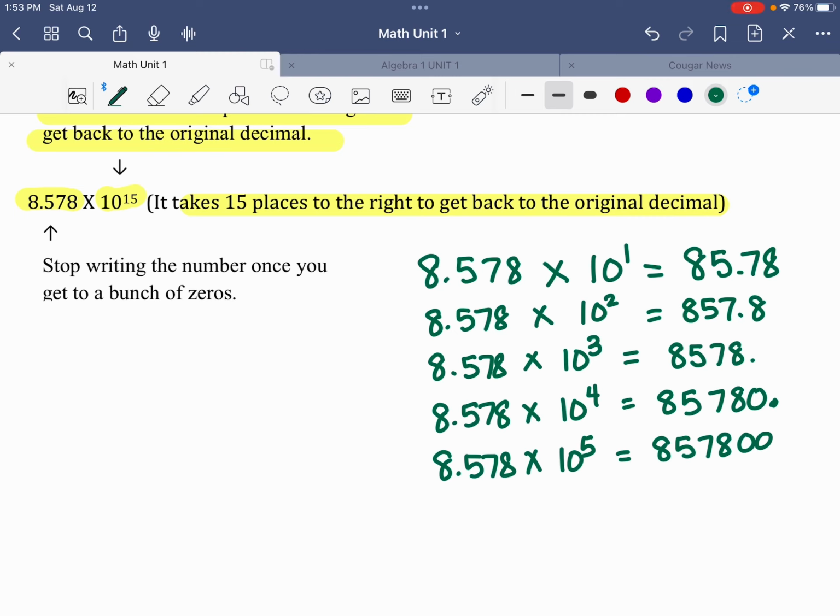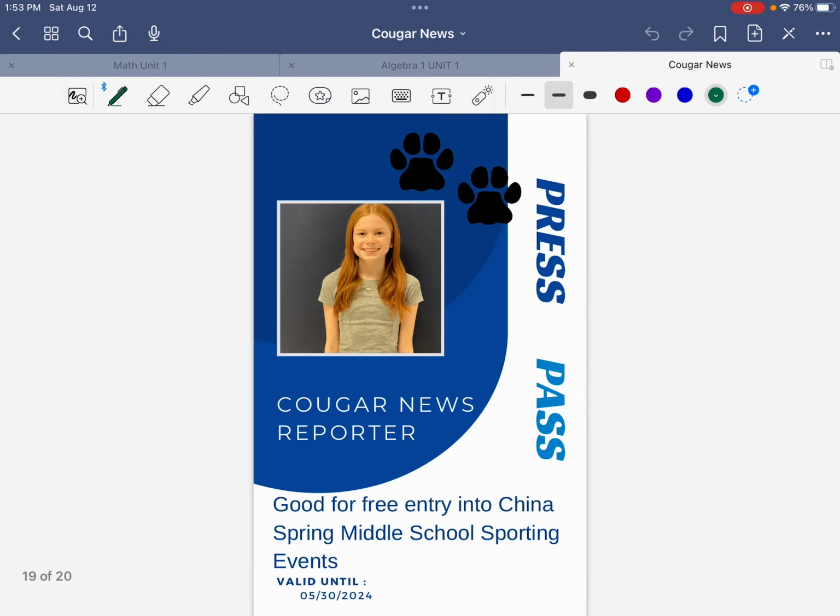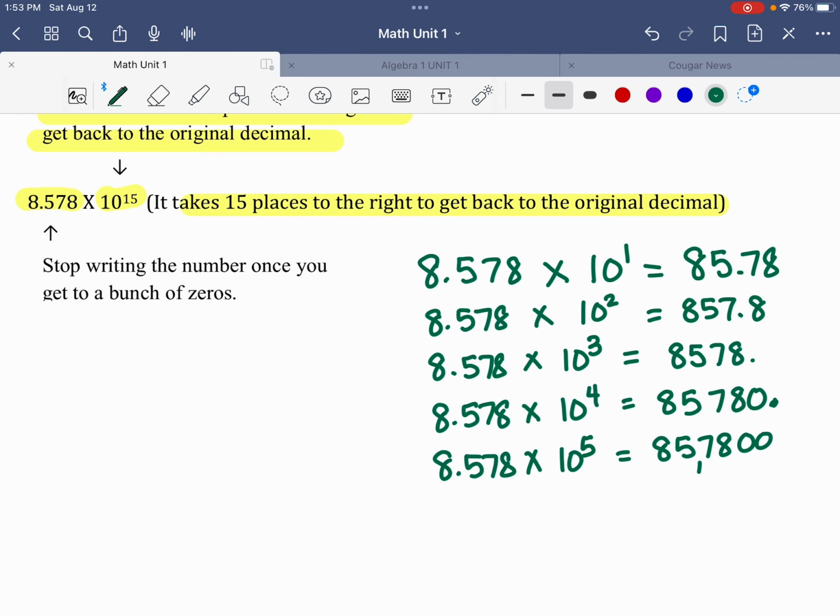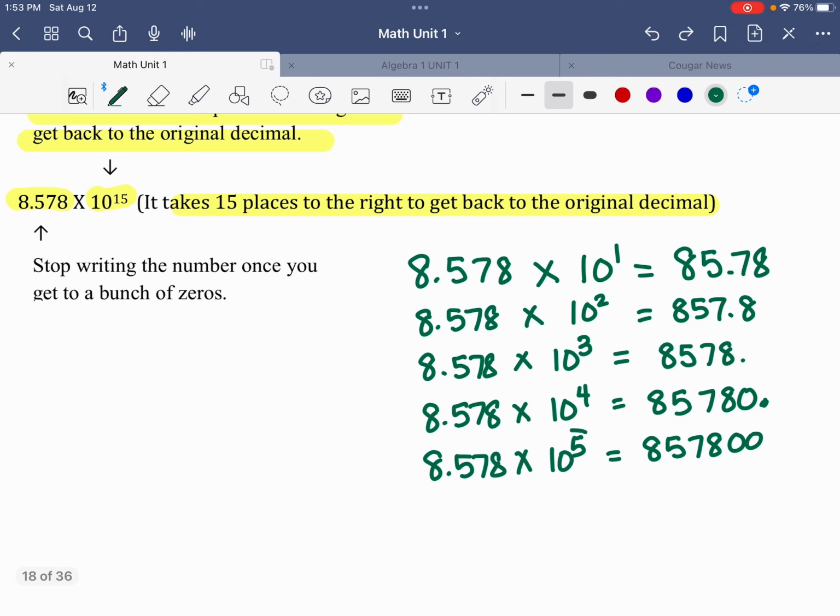Okay, so you can see that every time you multiply a number times 10 to a power, that exponent tells you how many places you're going to move that decimal. Okay, so here we moved it 5 places.